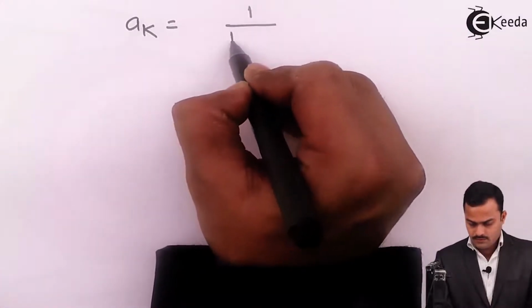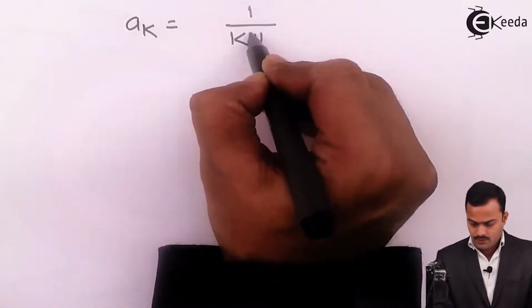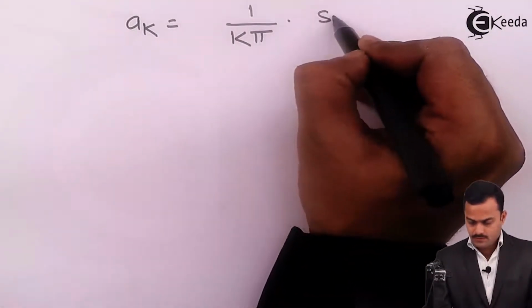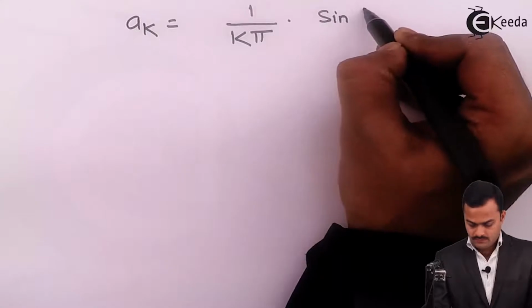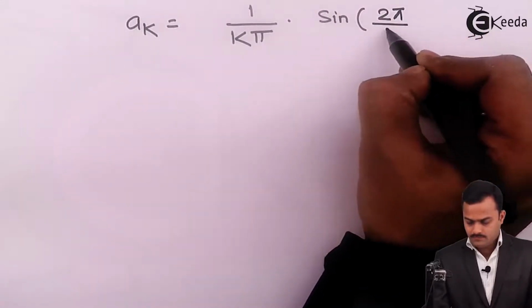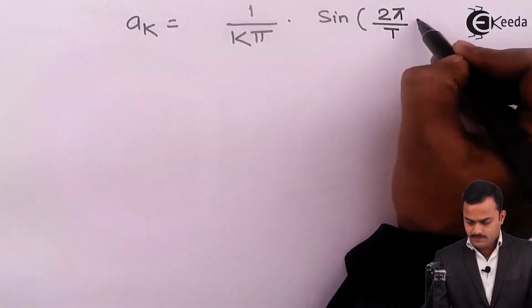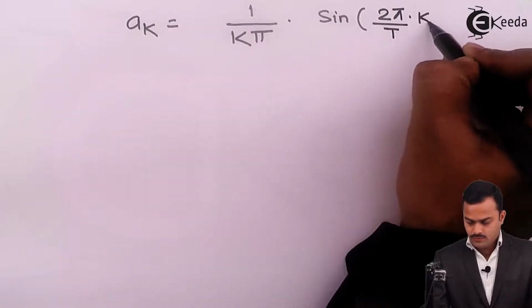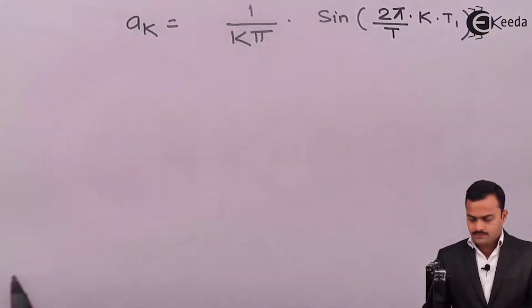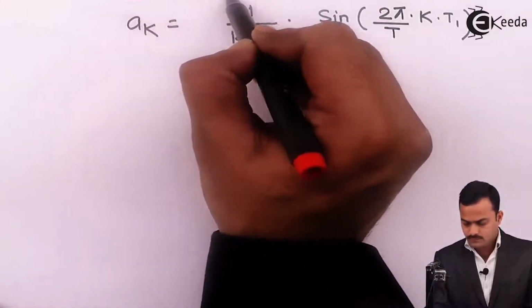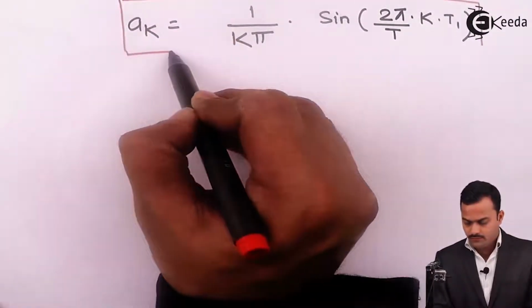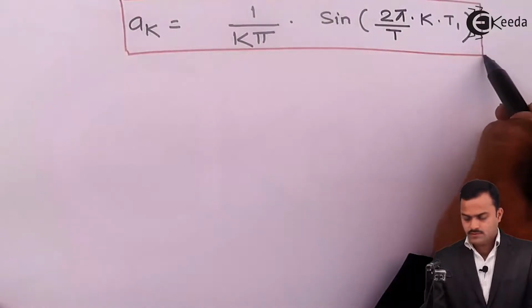1 upon k into pi multiplied by sin 2 pi by t into k into t1. So this is a general form of a Fourier series coefficient.